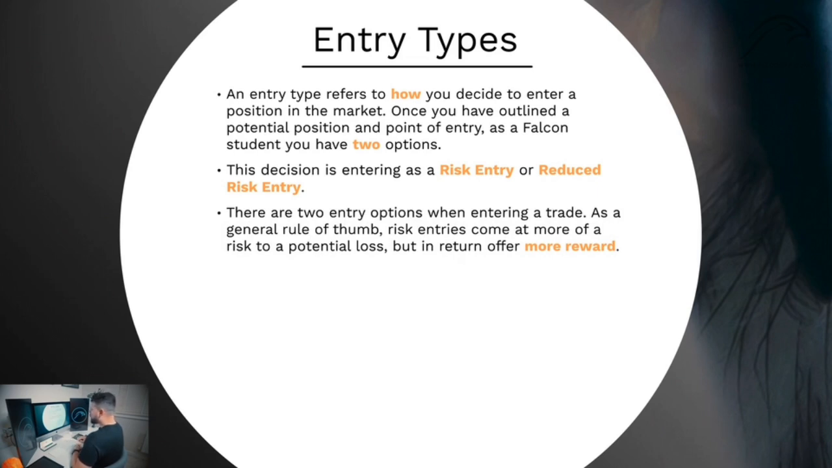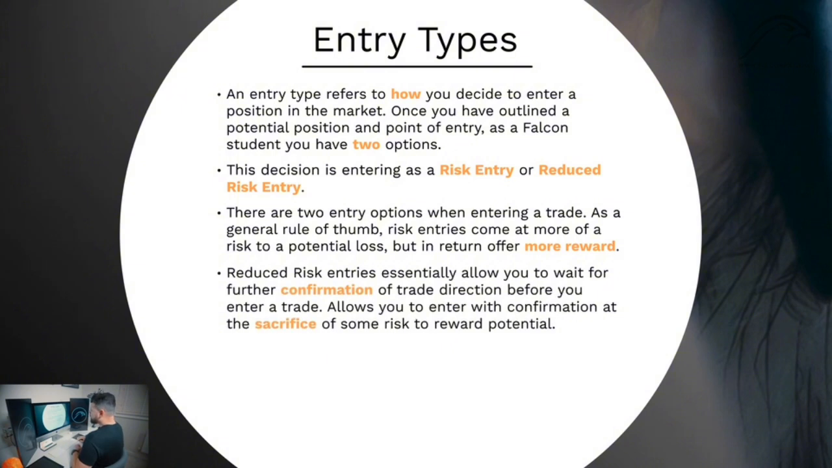As a general rule of thumb, risk entries come with more risk of a potential loss, but they offer a bigger reward. Reduced risk entries essentially allow you to wait for further confirmation of a trade direction before you enter the trade. It allows you to enter with confirmation at the sacrifice of some risk to reward potential.